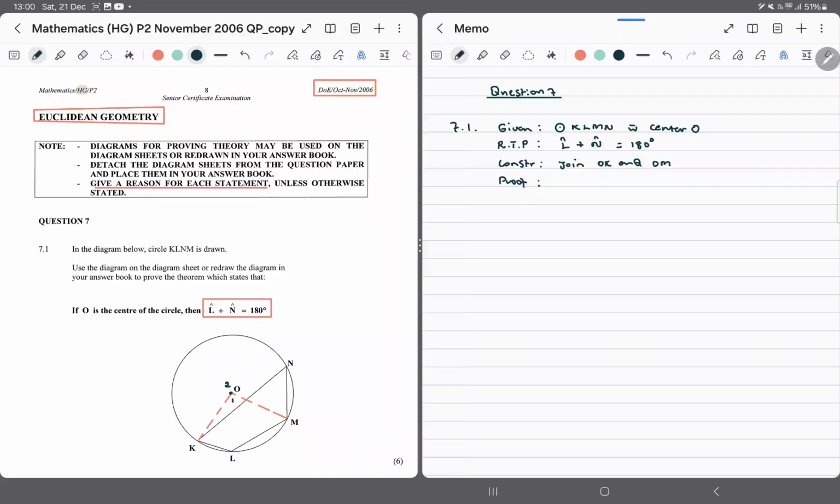Now we know for sure that essentially angle O2 is going to be equal to 2 times angle L, right? The reflex angle O2 is twice the angle L. What is the reason here? Angle at center equals 2 times the angle at circumference.